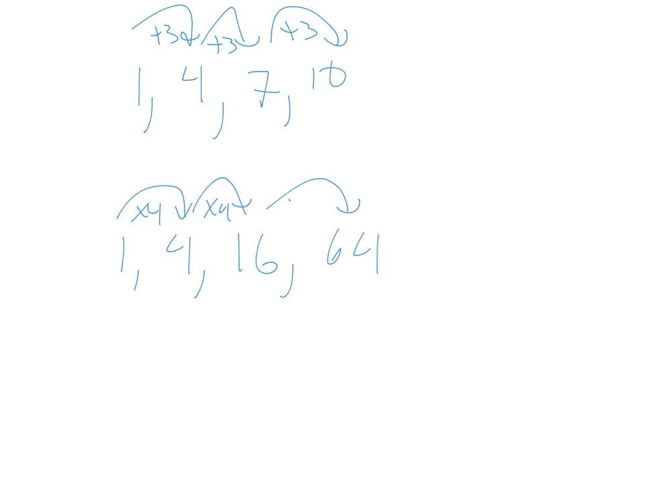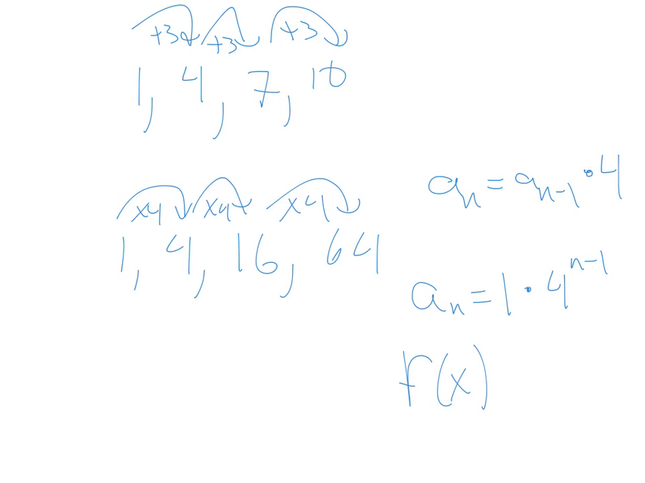And then let's quickly review the explicit and the recursive formula for this. The recursive formula is simply a sub n is equal to a sub n minus 1 times 4. The explicit is a sub n is equal to 1 times 4 to the n minus 1 power, which we could write as a function, f of x equals 1 times 4 to the x minus 1 power. And that's geometric sequences.